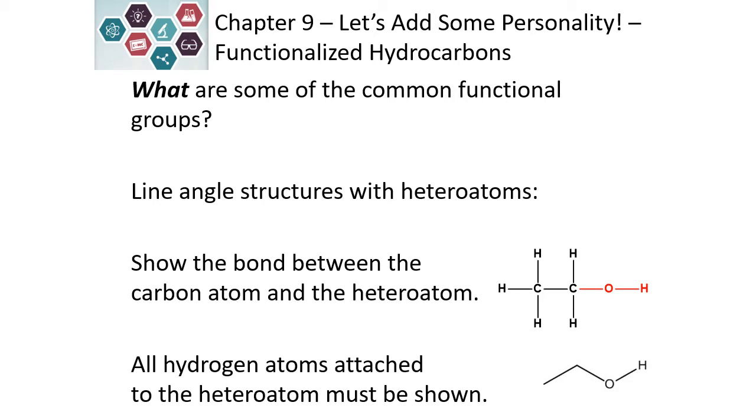In the example that we're given here, we have 2 carbons, so this is ethanol. So our first carbon would be here, the second carbon. We do have to draw the bond between the carbon and the oxygen. And we also have to draw the bond between the oxygen and the hydrogen. This is because we can't just assume them, so we do have to draw them.